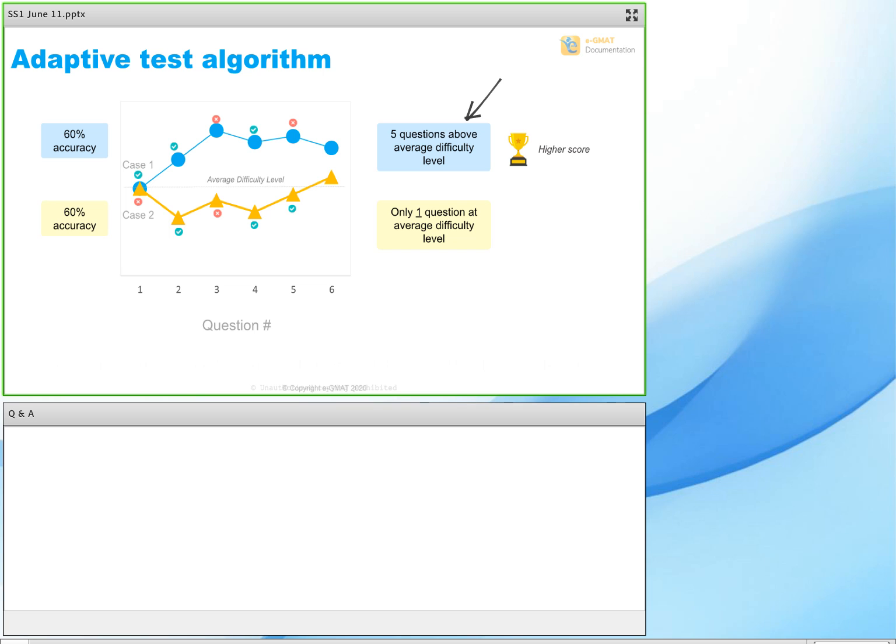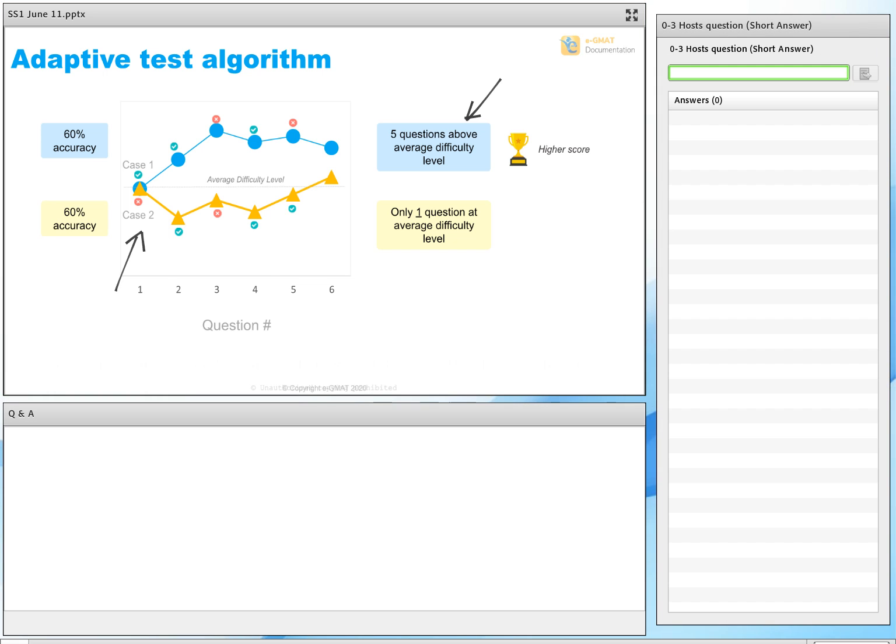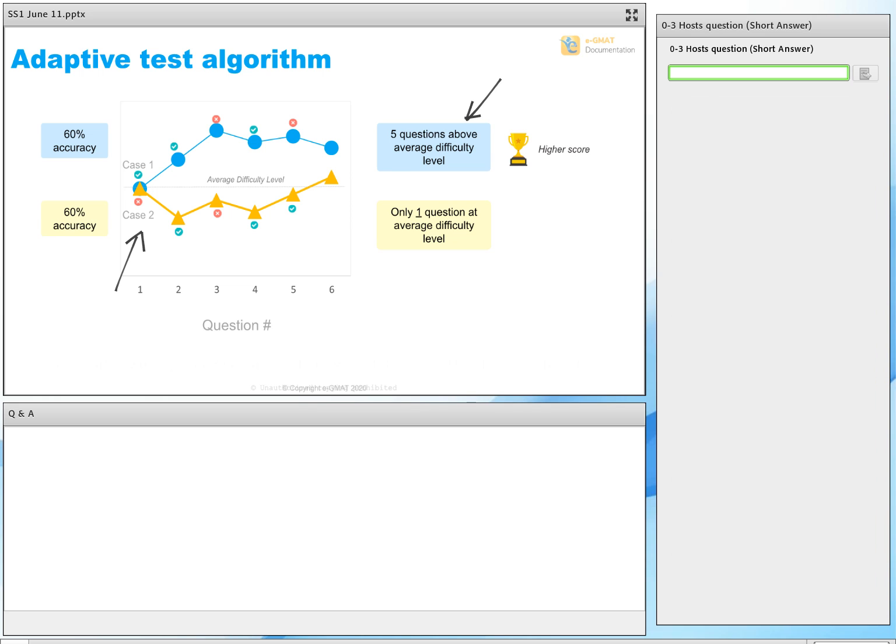Student 2 only got 1 question, so the test didn't even serve him difficult questions. He got 1 question at the average difficulty level, which was question number 1. Beyond that, the test did not even serve difficult questions to him. Why? Because the test was constantly measuring his ability, and it determined that this guy doesn't have the ability to answer difficult questions correctly. That's really important to understand. Why is it that on the GMAT you've got to build ability? Because the kind of questions served to you will depend on the ability you prove to the test.